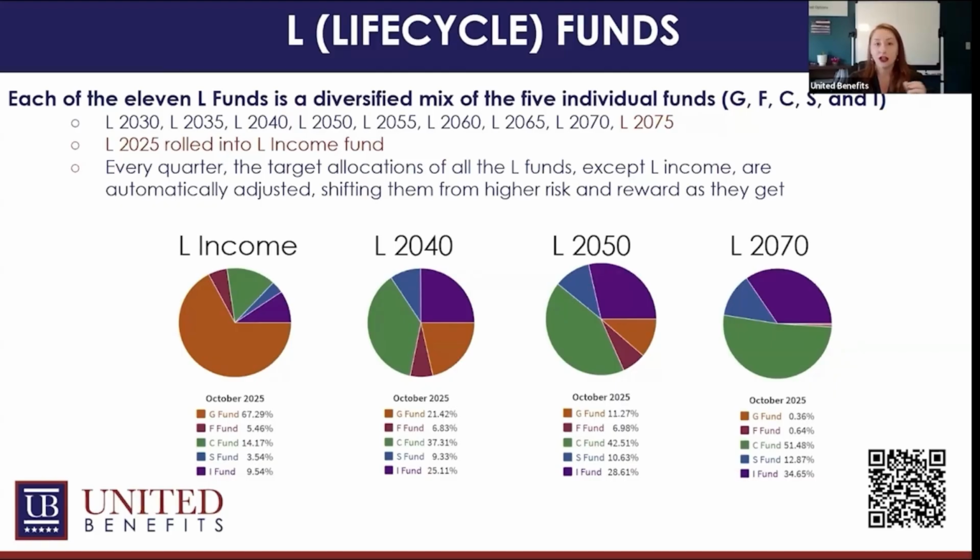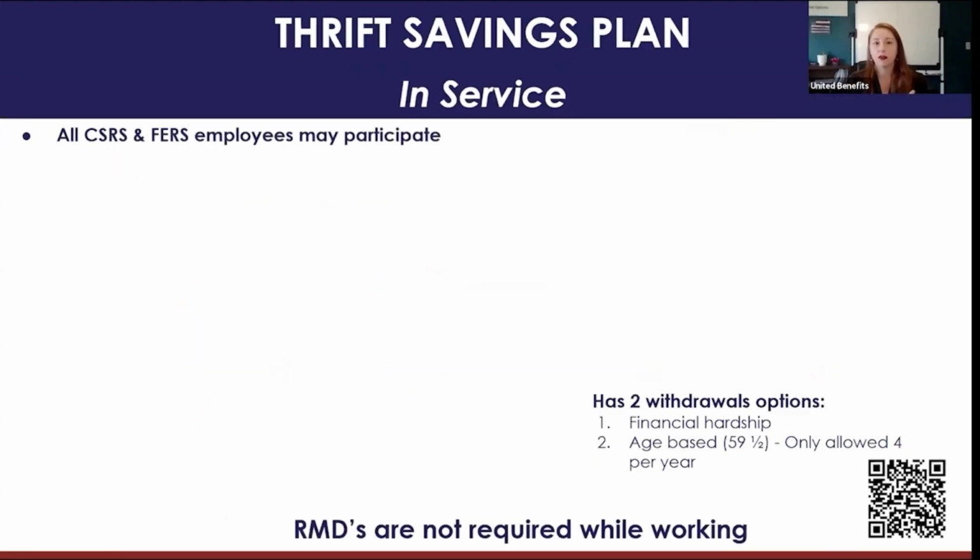For instance, this last year, or the end of 2025, the L 2025 turned into the L Income fund, and now we have the L 2030. And so that's kind of how that works. Obviously, with those investments, you can see from these different pieces that you're more in the riskier funds while you're further out from retirement, and then it's more in the G fund, or the quote unquote safer fund, when you get closer to that retirement age. So be mindful of that.